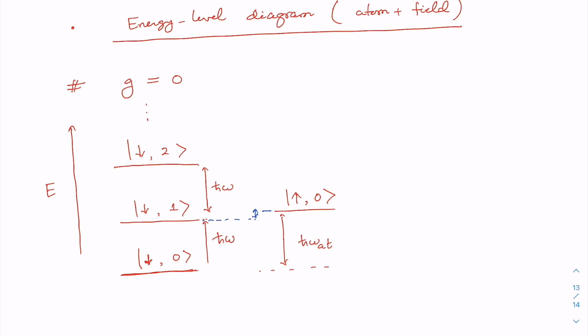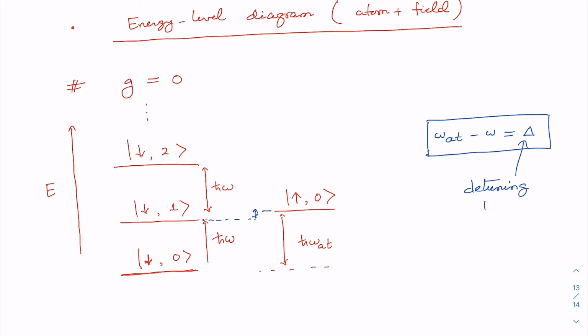That energy difference, or frequency difference, as you can see from the diagram, would be omega atom minus omega, and this difference in frequency has a name. It's called the detuning parameter and it's very important. So delta we are going to denote as the so-called detuning parameter.